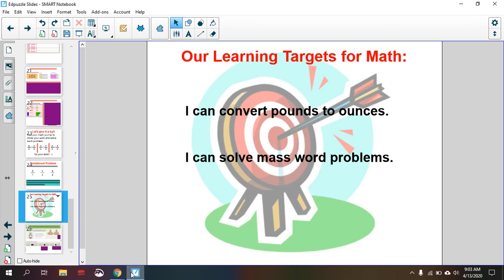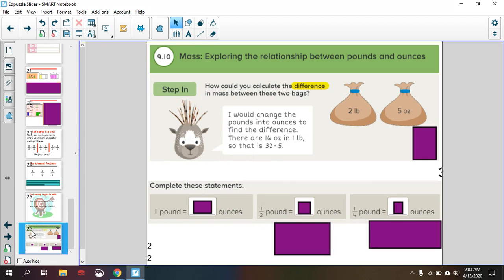All right, so our learning targets for tonight are I can convert pounds to ounces, or I can change pounds into what they equal in ounces. They're still going to be the same amount. And then towards the end, we're going to also talk about solving mass word problems, or word problems that deal with pounds and ounces.